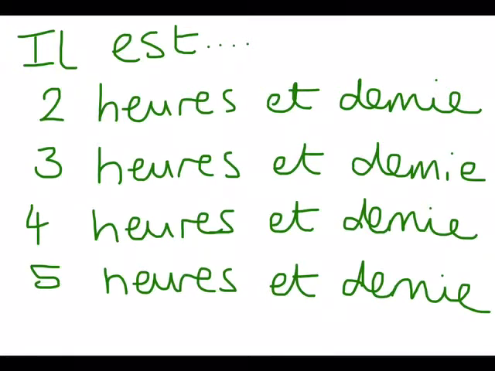You start with il est, it is, and then the hours, for example, il est 2 heures, and then if it's half past, you add et demi at the end, giving you il est 2 heures et demi, it is 2:30. Il est 3 heures et demi, it is 3:30. Il est 4 heures et demi, it is 4:30, and il est 5 heures et demi, 5:30.